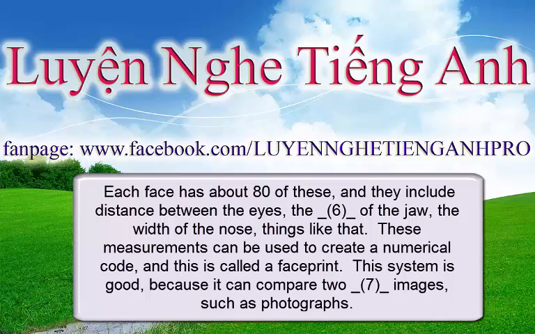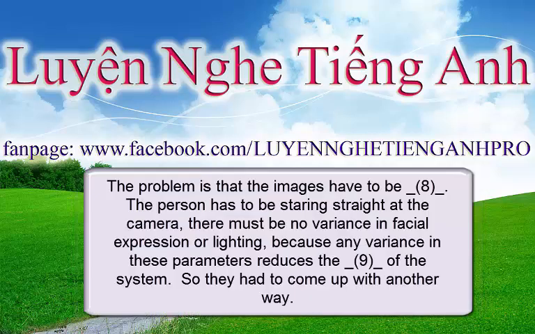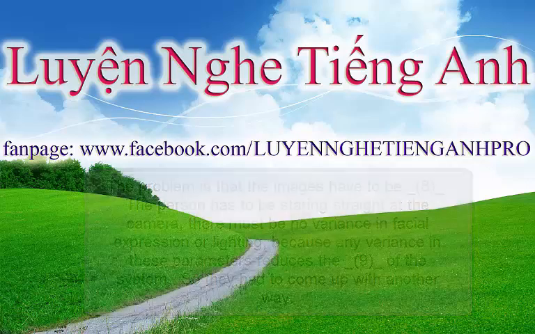This system is good because it can compare two-dimensional images such as photographs. The problem is that images have to be controlled. The person has to be staring straight at the camera. There must be no variance in facial expression or lighting because any variance in these parameters reduces the effectiveness of the system. So they had to come up with another way.